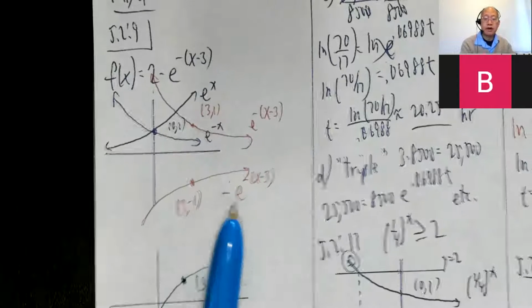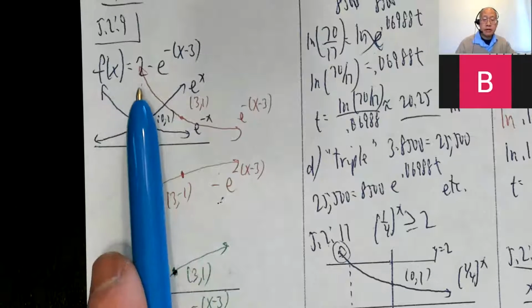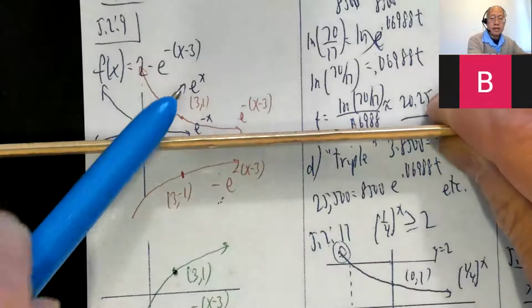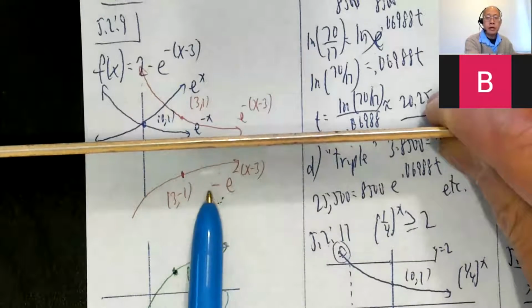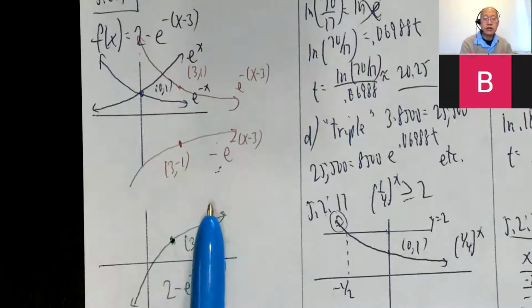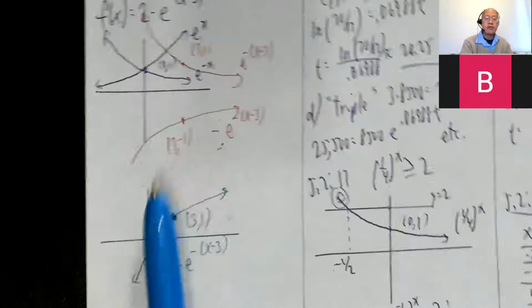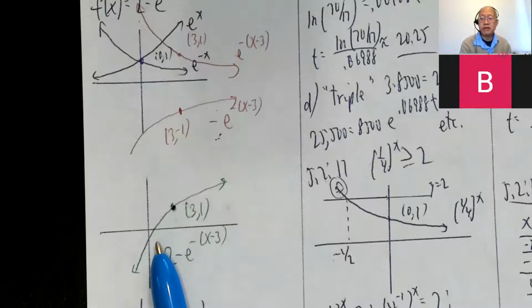Then I put a negative in front of the whole thing, so the picture's getting cluttered. Take that red graph, reflect across the x-axis, and it bounces over to here. So 3, 1 bounces to 3, negative 1. Negative e to the negative x minus 3. And then finally, I add 2 to the whole thing. So I keep that same general shape, move 3, negative 1 up to 3, 1, and then it looks something like that. Okay, so this is the sort of progression you want to show me.